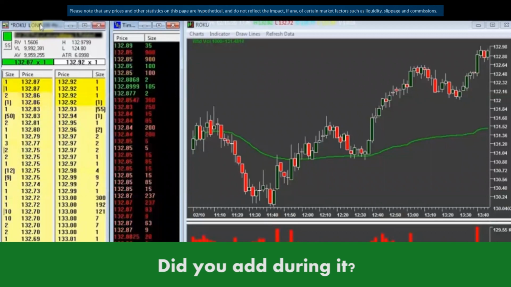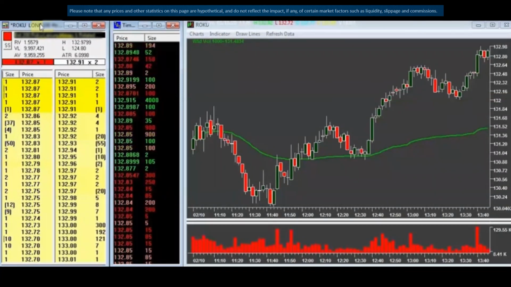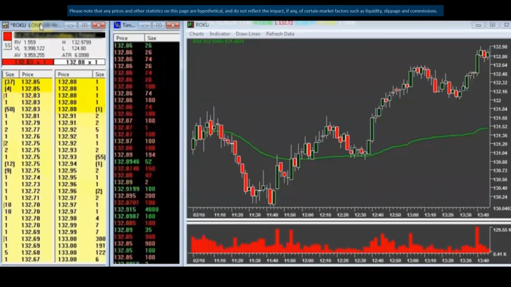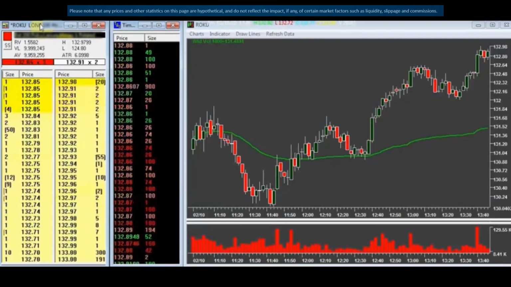Did you add there again? No, I'm still holding. I'm up to the maximum amount of tiers that I want to be in for this trade at this point. So I'm putting some offers up above 133. Sometimes you flurry above the whole number and then they trace it back down. Considering I'm scalping at this point, I want to be pretty quick.